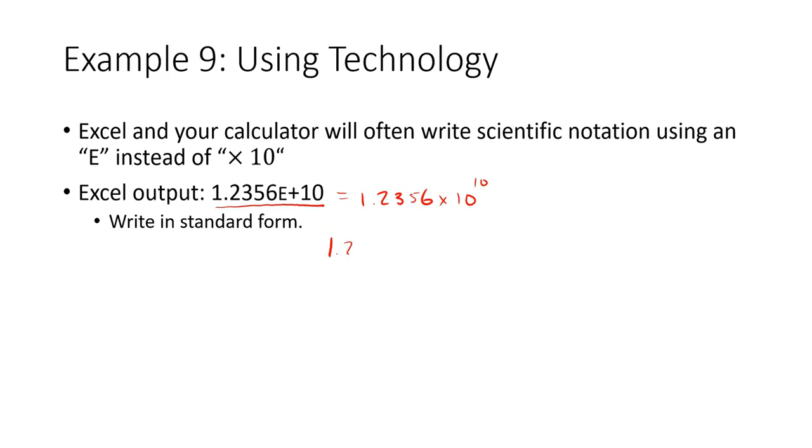And so 1.2356, we're going to move the decimal point 10 places to the right. 1, 2, 3, 4, 5, 6, 7, 8, 9, 10. And then just fill in the zeros. 1, 2, 3, 5, 6, and then 6 zeros.